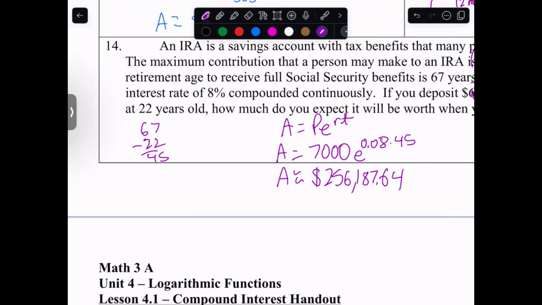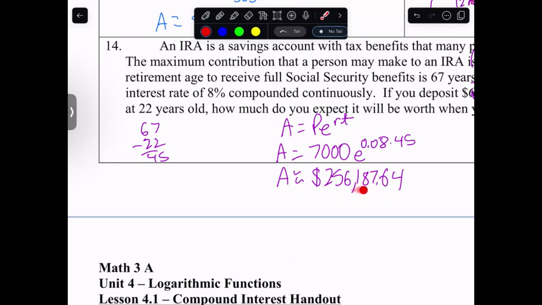But yeah, guys, the $7,000 you deposit when you are 22 years old is estimated to be worth over $250,000. $256,000 when you retire. And again, this is a one-time deposit. Imagine if you also deposit $7,000 when you're 23, when you're 24, when you're 25. That's probably going to be worth $1 million right there. Now you have to keep in mind that prices go up over time also. A dollar today is worth less than a dollar was 10 years ago. But this is the power of compound interest.